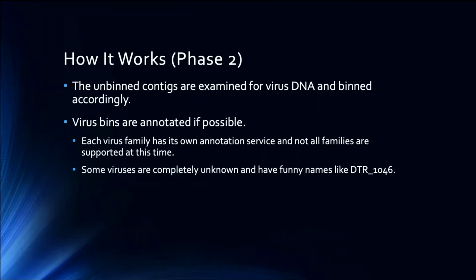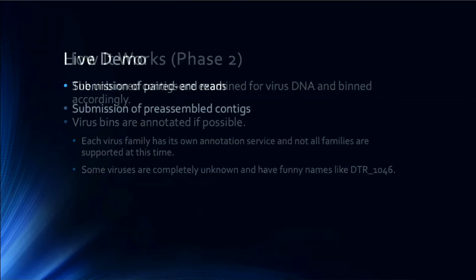The trouble with viral annotation is we don't have a single comprehensive annotation service for it. Some of the families have better support than others. And some of the viruses that will come out came from a big project from the IMG folks that gathered a huge number of viral contigs from metagenomes and gave them names like DTR 1046. It doesn't tell you anything, but it just tells you that we've seen it before.